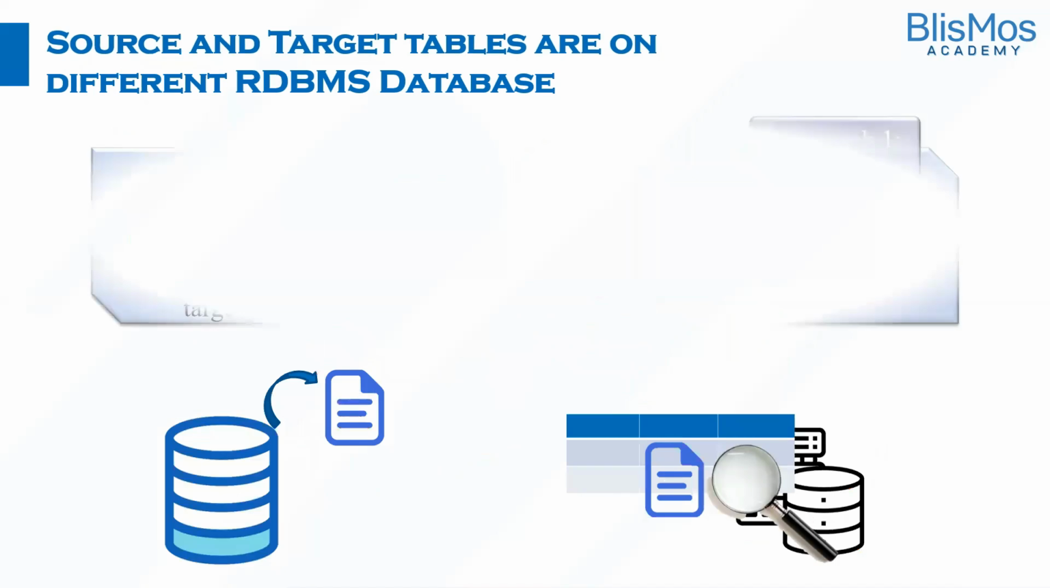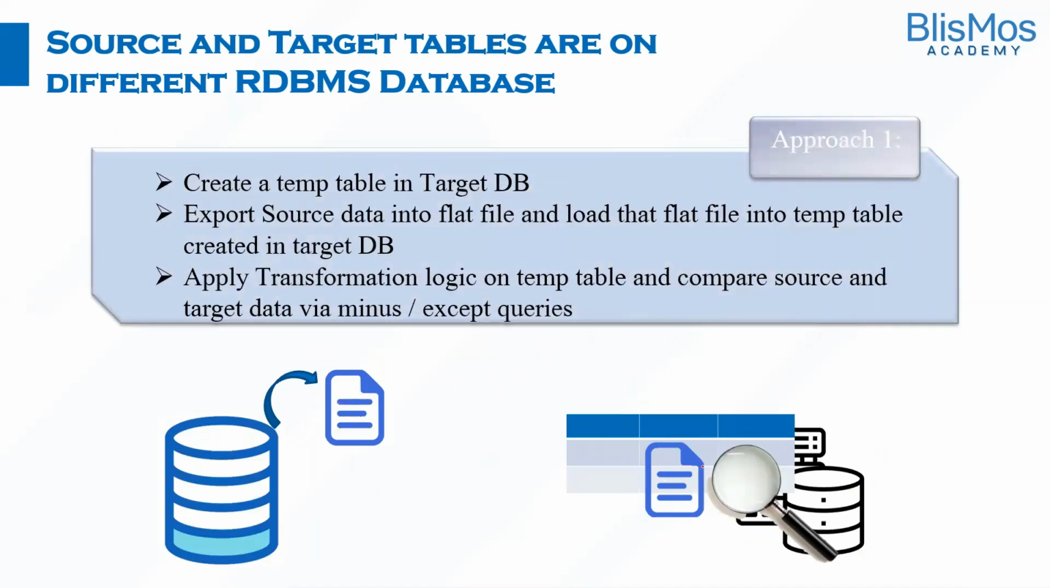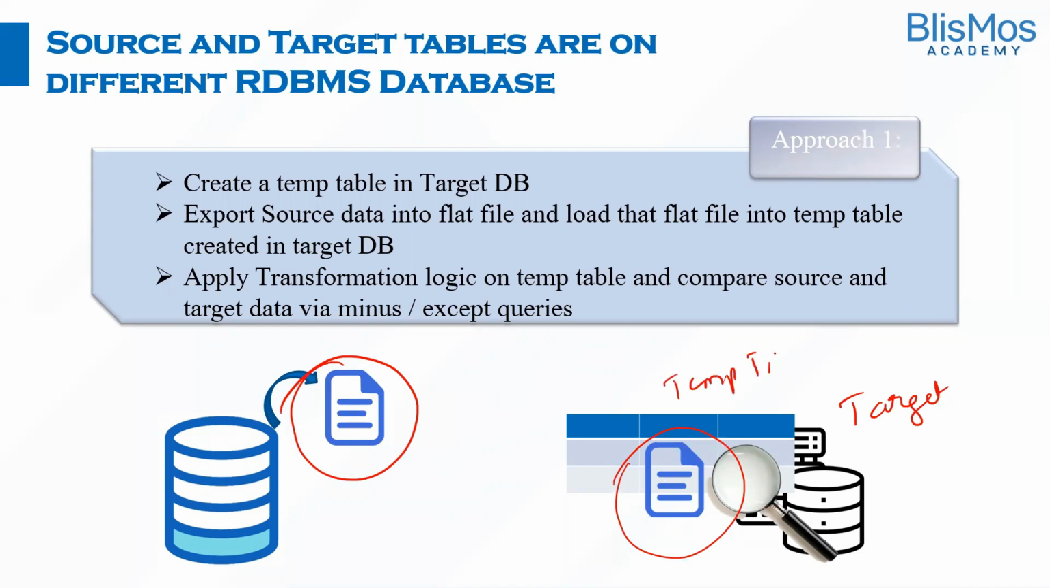One of the approaches is to create a temporary table in the target DB, export the source data into a flat file, and load that flat file into the temporary table created in the target DB. Load this data into the temporary table. Then apply the transformation logic on this temporary table and compare that with the target table. Yes, we have already seen this approach in the previous scenario also. A similar approach works in this scenario as well.